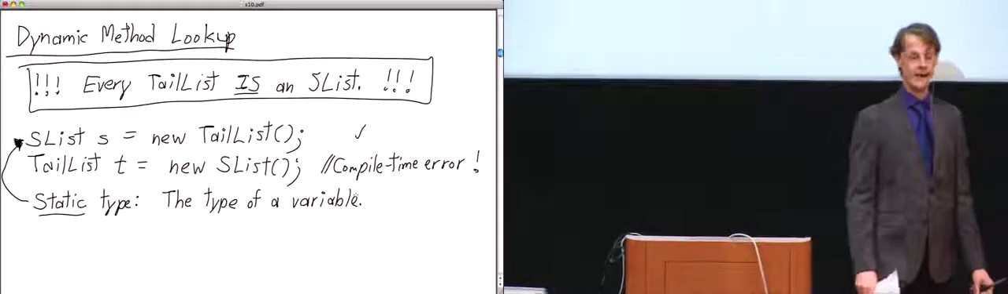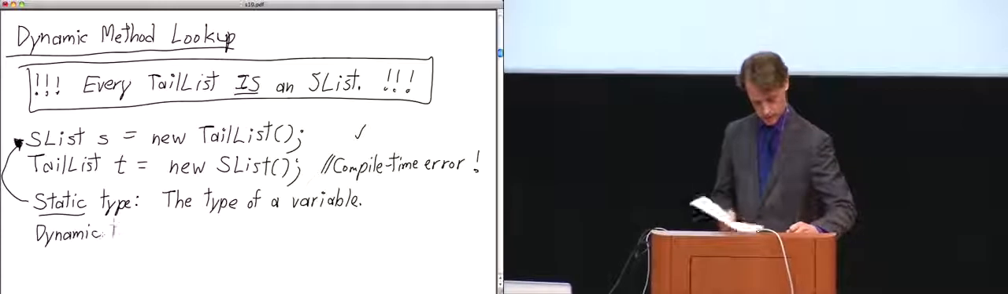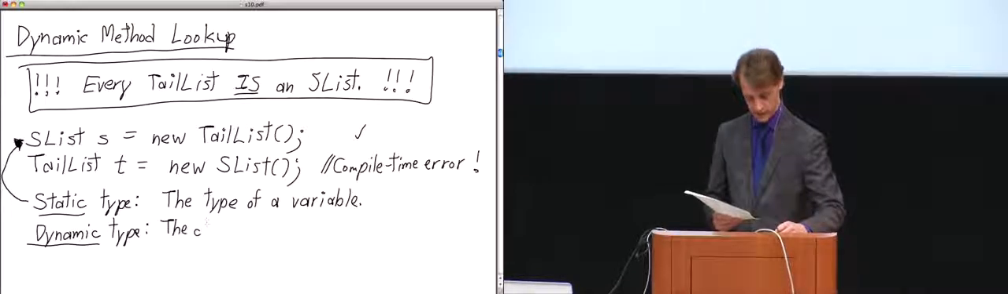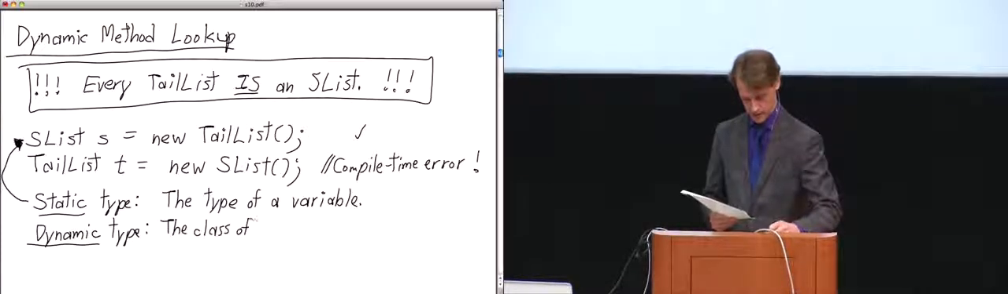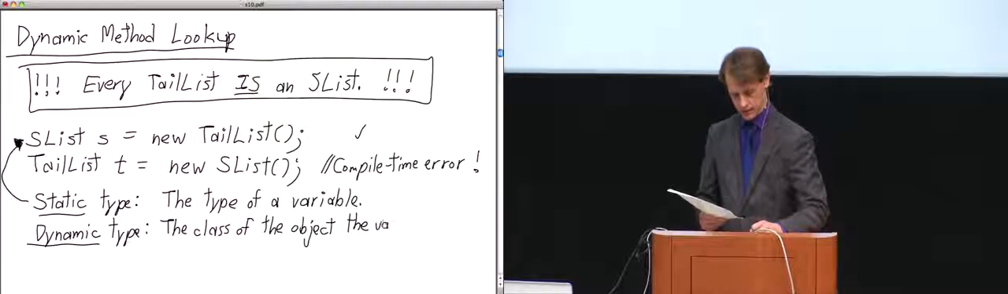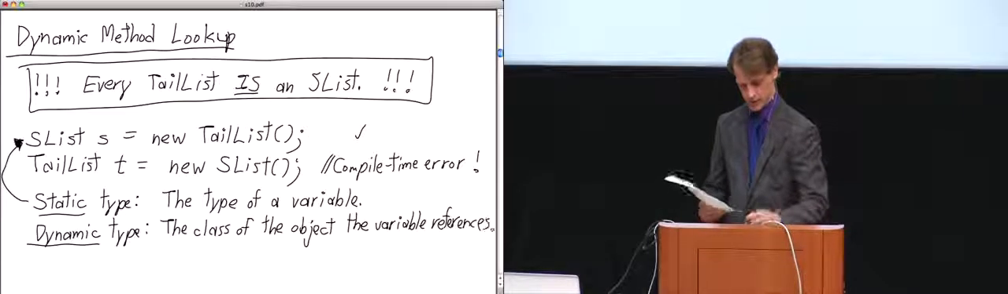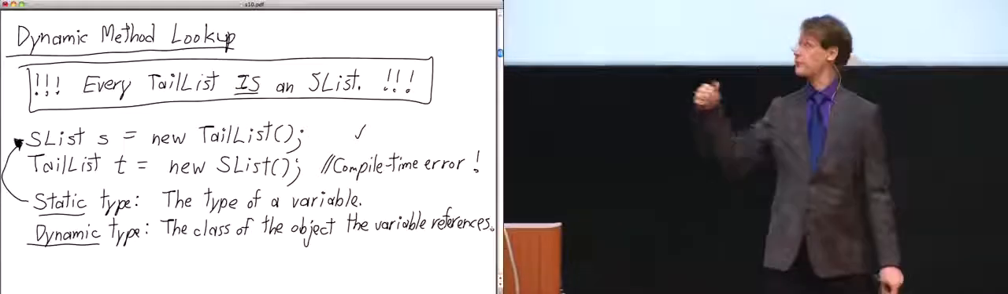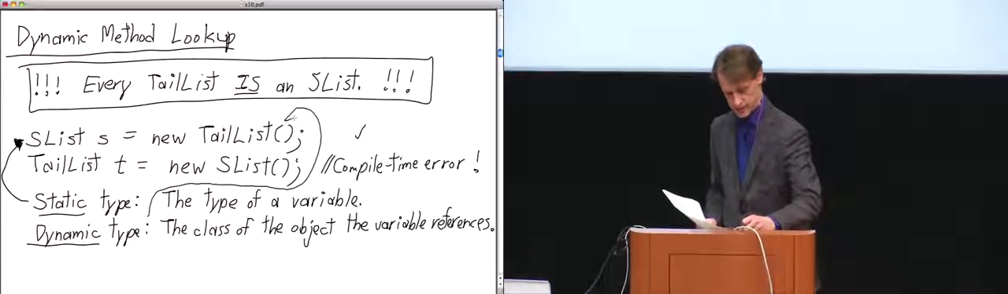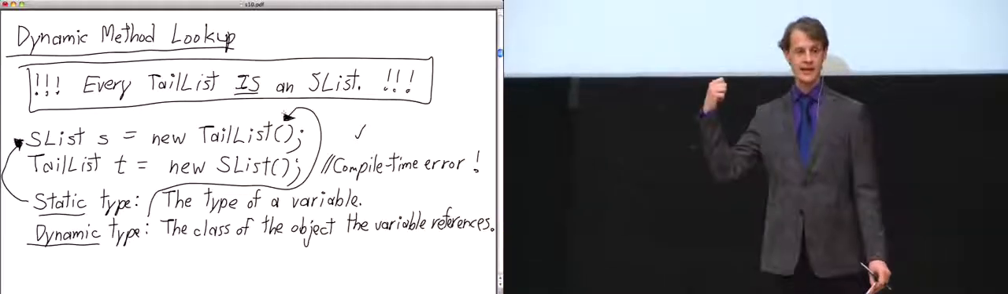But we can also talk about the dynamic type of S. This is the class of the object that the variable references right now. So in the moment after I execute that first line of code there, the dynamic type is going to be TailList, because I just constructed a TailList object and stored it in S. So S now has a reference to that TailList object.